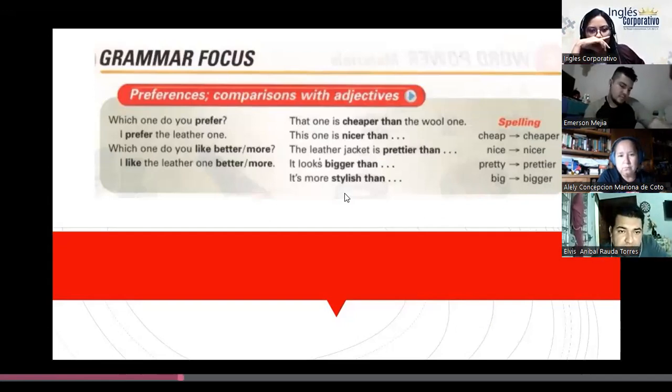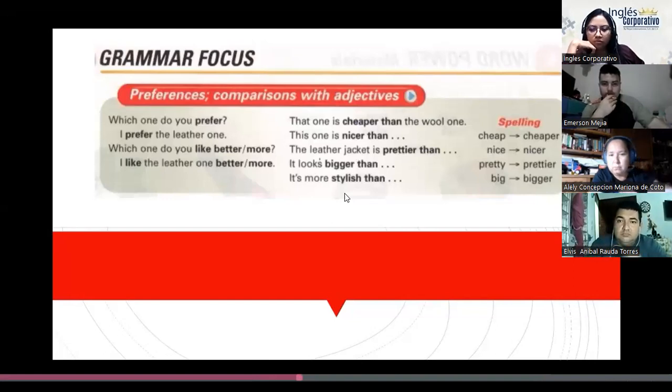That one is cheaper than the wool one. This one is nicer than the wool one. The leather jacket is prettier than the wool one. It looks bigger than the wool one. It's more stylish than the wool one. Spelling. Cheap. Cheaper. Nice. Nicer. Pretty. Prettier. Big.